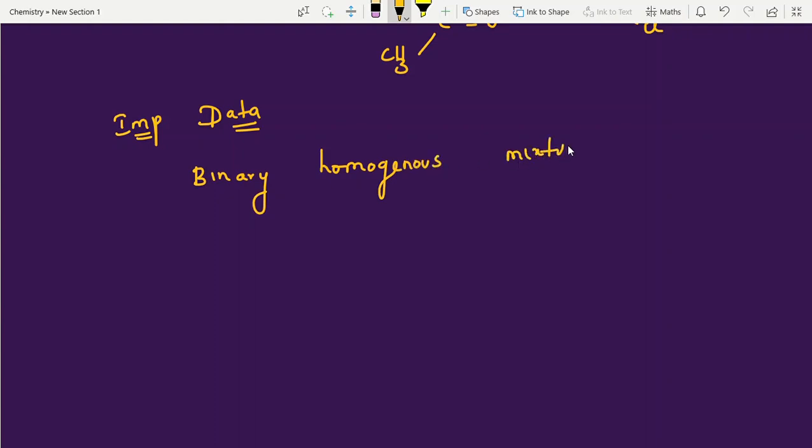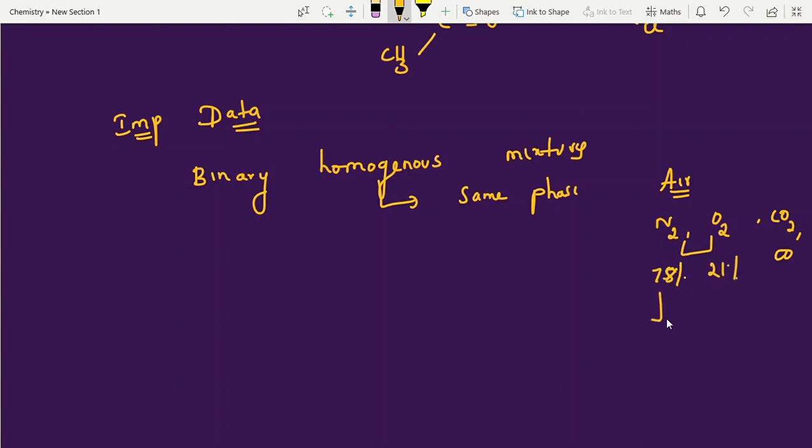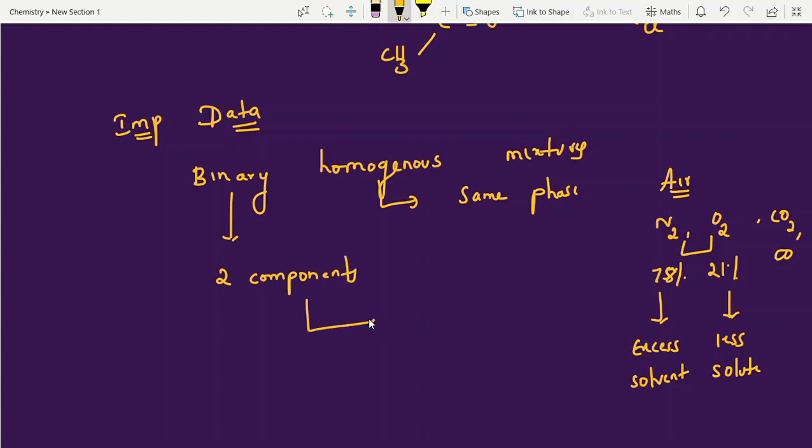binary homogeneous mixtures. Homogeneous is nothing but same phase. Okay, mixing of all, suppose air is an example. In air, nitrogen gas is there, oxygen gas is there, CO2, CO, all are there. But I am going to take the major percentage. This is 78%, this is 21%, right? Which is major, which is the excess part, that we call solvent. Which is the lesser part, that we call solute. So finally, what I am trying to say here, binary is nothing but two components. Out of two components, one is solute, another one is solvent, right? So solute is always in the lesser part, solvent always in the major or excess part, okay?